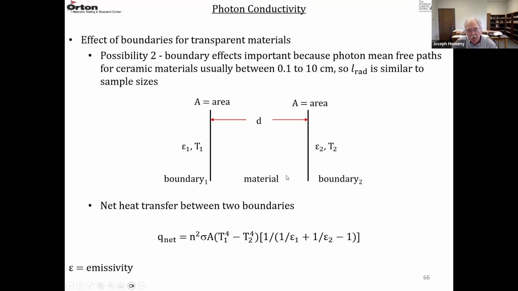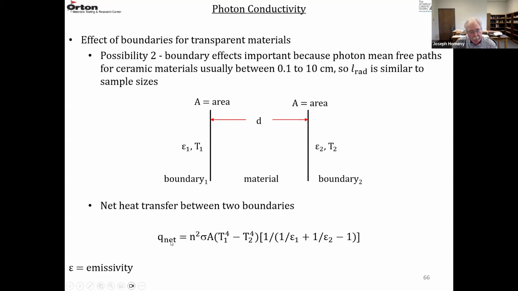So if we have a material of thickness D, with an area A on each of these boundaries, boundary 1 has an emissivity 1 and a temperature 1. Boundary 2 has an emissivity 2 and a temperature 2. We can write this equation for the heat transfer between the two boundaries.